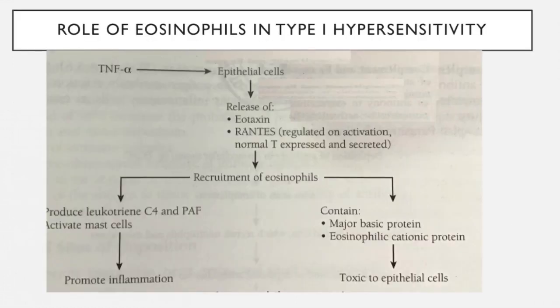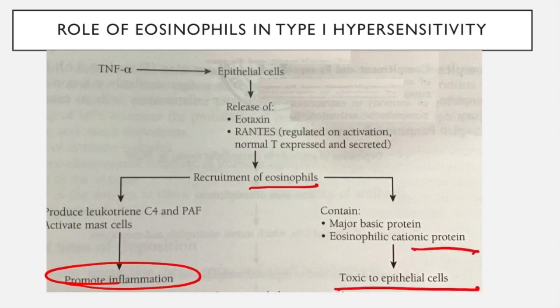Roles of eosinophils in type 1 hypersensitivity. TNF-alpha activates epithelial cells, which release eotaxin and RANTES, which stands for regulated on activation, normal T cell expressed and secreted, which recruit eosinophils. Here there are two mechanisms: they produce leukotriene C4 and PAF, which activate mast cells and promote inflammation, and by another mechanism they contain major basic protein and eosinophilic cationic protein, which are toxic to epithelial cells.